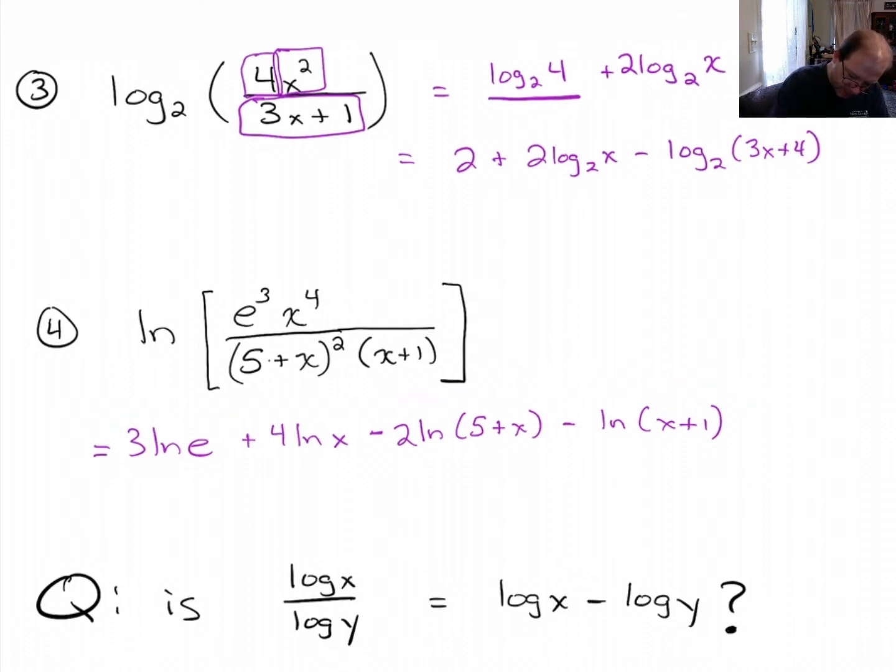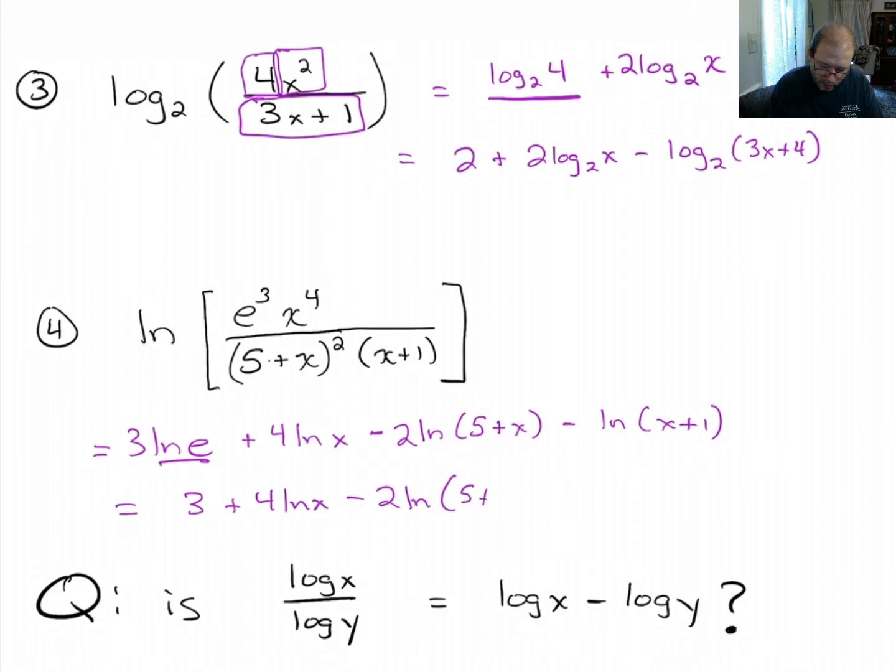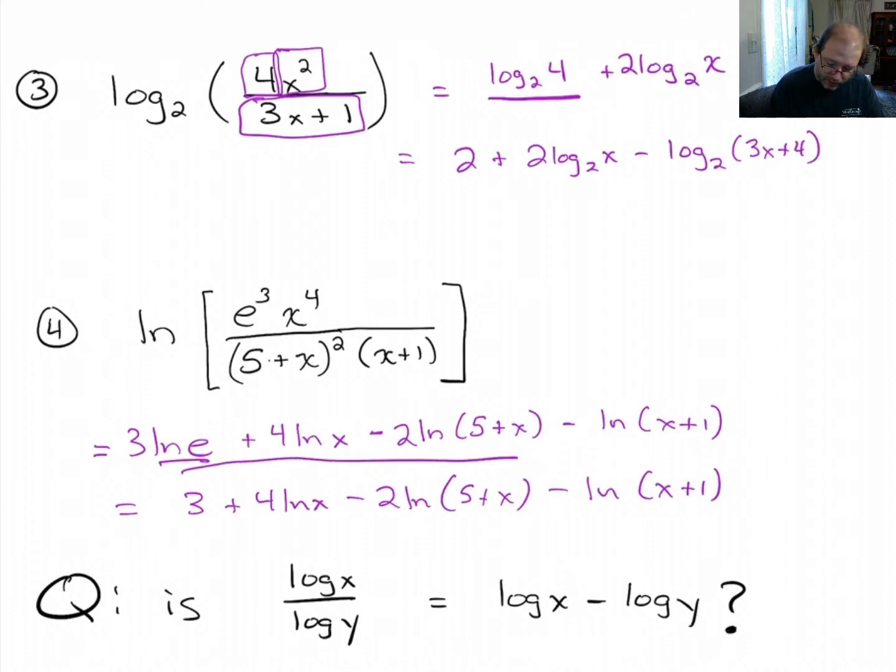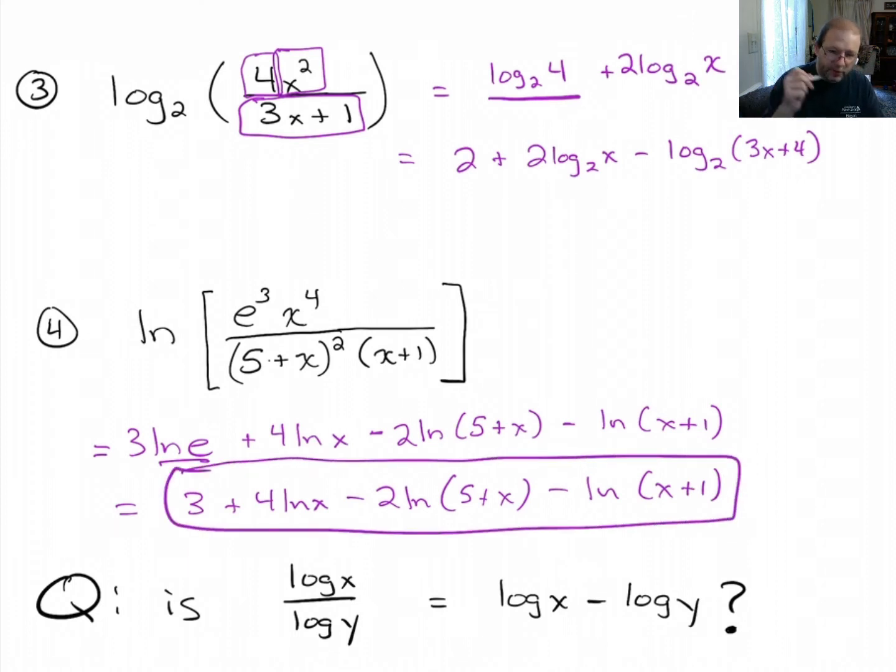I was about to circle that, but I'm not going to because we can't simplify one thing. That first thing, 3 natural log of e, that's 3 times 1. So this is my final answer.